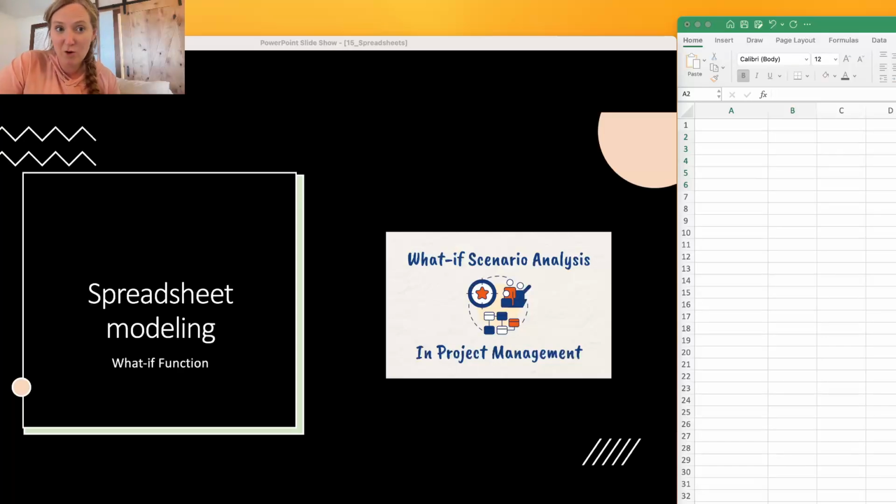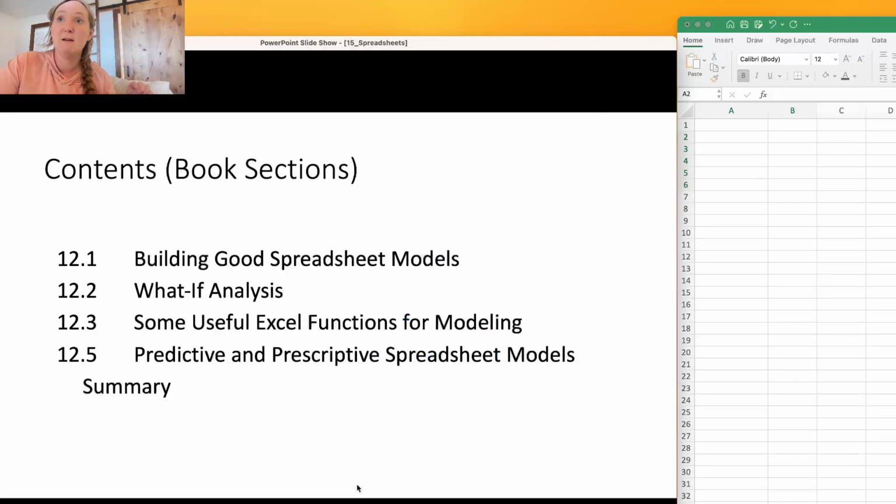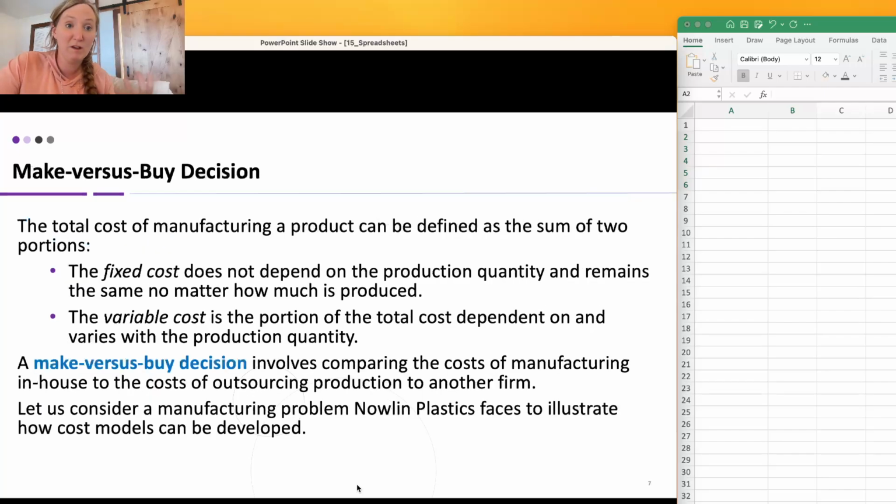This is a very quick example of spreadsheet modeling and what if functions within Excel. So we're going to use the one from our book. It's going to be a pretty common example where a business is faced with a what if kind of decision: whether or not to make the product themselves or outsource it, like import the goods, right?